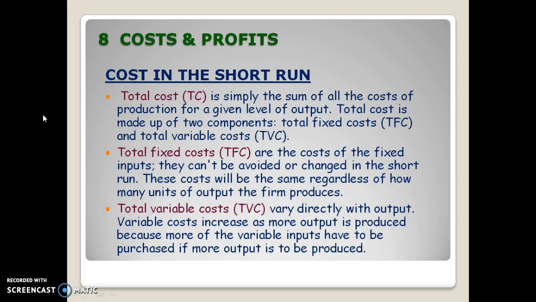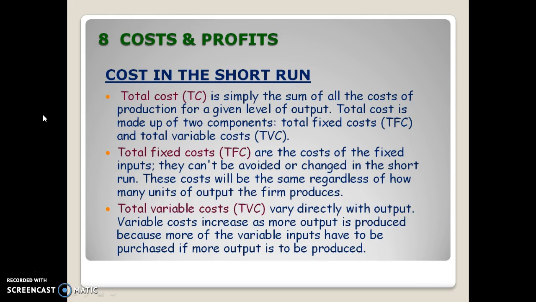Then we have some more short-run costs that we need to evaluate. When we look at total costs, it's simply the sum of all the costs of production, and there are two types of costs that we need to look at: fixed costs and variable costs of production. Total fixed costs are the cost of the fixed inputs, and the fixed costs are only present in the short run because of the presence of some costs that we cannot change. When we look at total variable costs, they vary with output. Variable costs increase as more is being produced, and we're looking at how these variable costs will change when more is being produced.